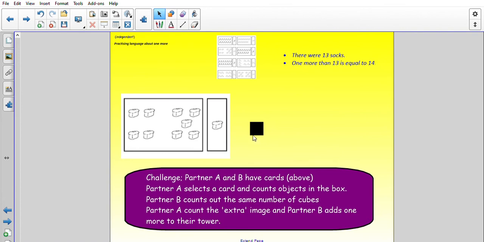Right, so then your partner, the next person, counts out 9 blocks. So we say 1, 2, 3, 4, 5, 6, 7, 8, 9. So we've got 9 pictures. That's a picture representation. 9 blocks. Right, let's have a look. Now I've got 1 more. So I've got 9 and 1 more makes how many? 10. Well done. 1 more than 9 is equal to 10.